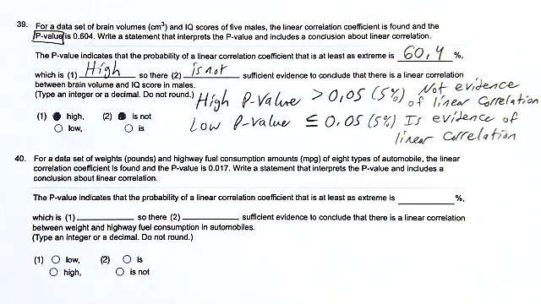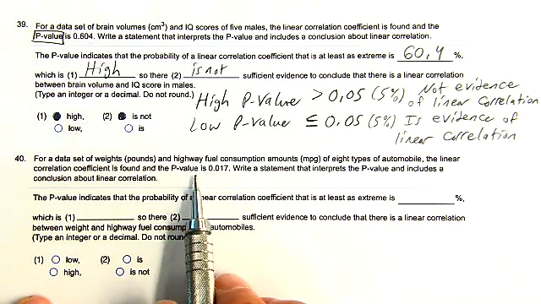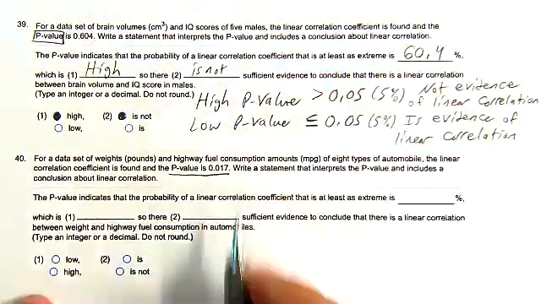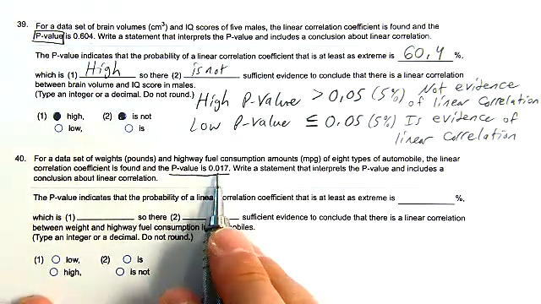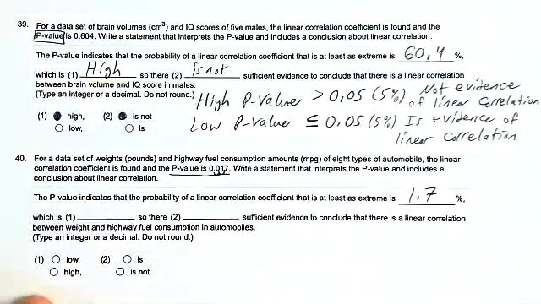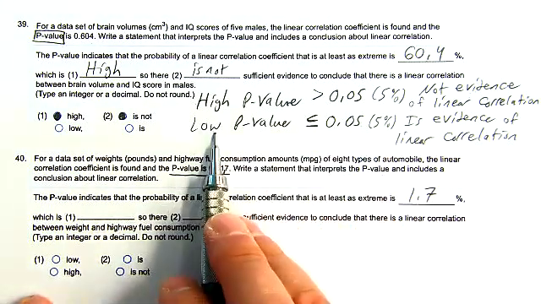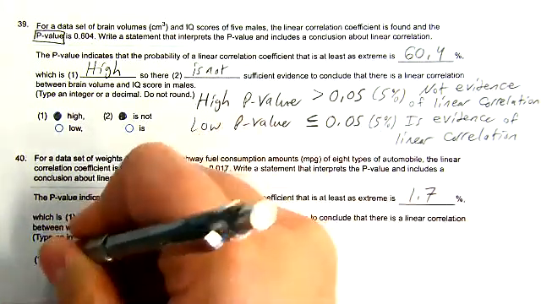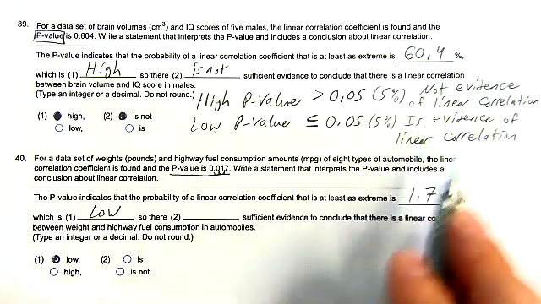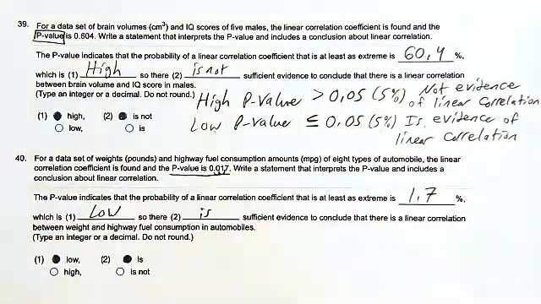If we can do 39, 40 should be pretty simple as well. They give us fuel consumption for cars based on how heavy they are, so we already saw that problem. P-value is 0.017, which is, move the decimal 2 to the right, 1.7%. 1.7% is less than 5%, so this is low. If it's low, that is evidence of linear correlation. Questions here?